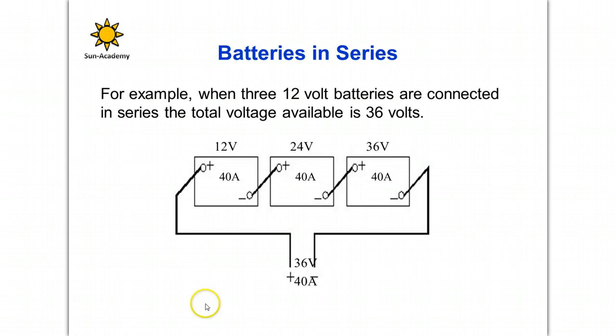The voltage measured from this terminal to this terminal is 12 volts, but when measured from this terminal to the second battery terminal, it's 24 volts. And when measured from this terminal to the third battery, it measures 36 volts, shown below. However, the amperage measured in the circuit is always 40 amps.